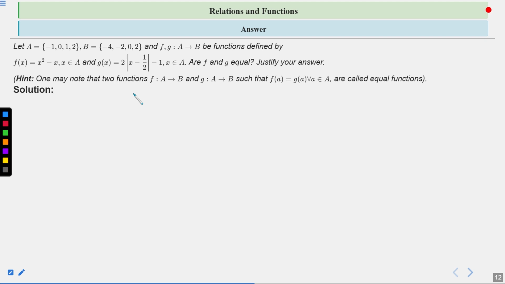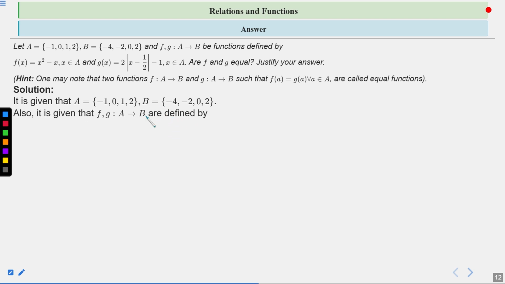So let us see the solution. It is given that set A is equal to minus 1, 0, 1, 2, and set B is equal to minus 4, minus 2, 0, 2. Also it is given that f and g are two functions from A to B defined by f(x) is equal to x square minus x, x belongs to A, and g(x) is equal to 2 times mod x minus 1 by 2, minus 1, and x belongs to A.